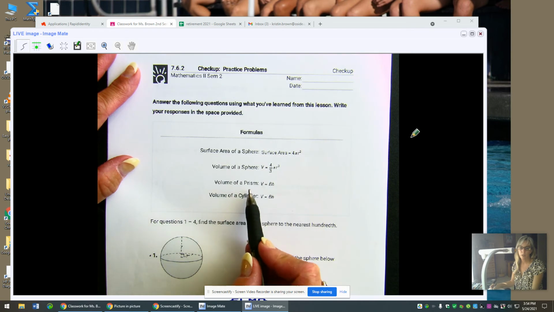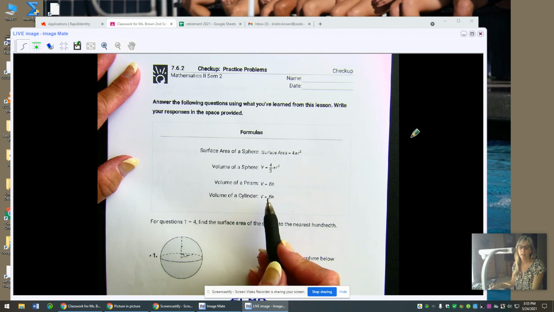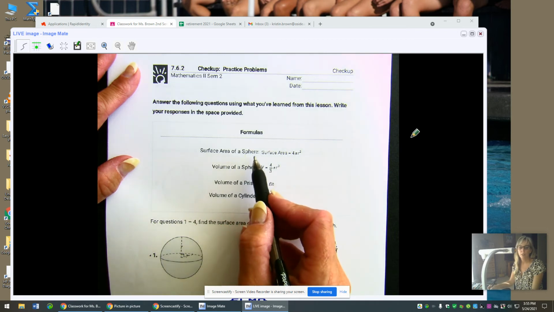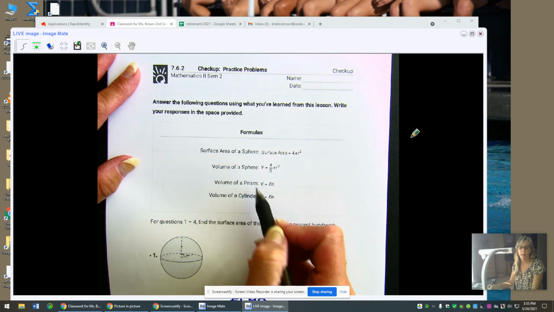A prism, volume of a prism. We did that. Volume is the base area times the height. Volume of a cylinder. We did that again. Base area times the height. Oh, up top. Surface area of a sphere. So today's really about spheres. I don't know why they added these.